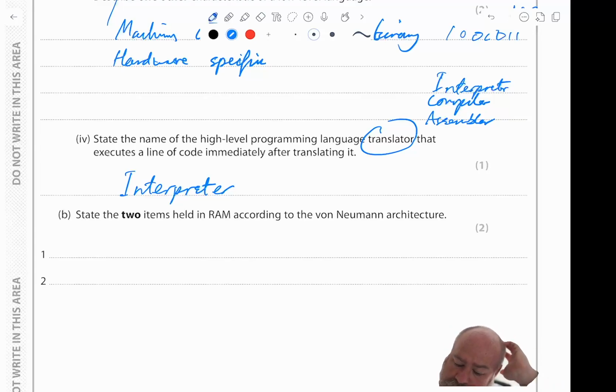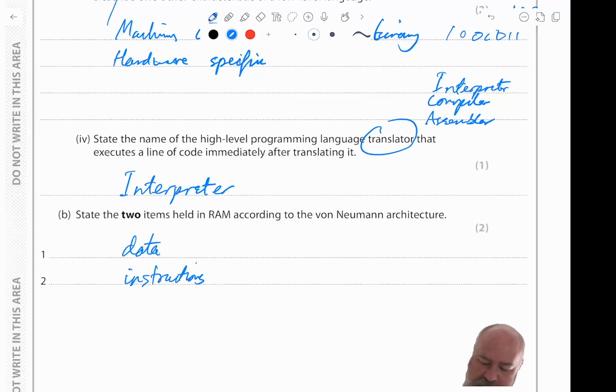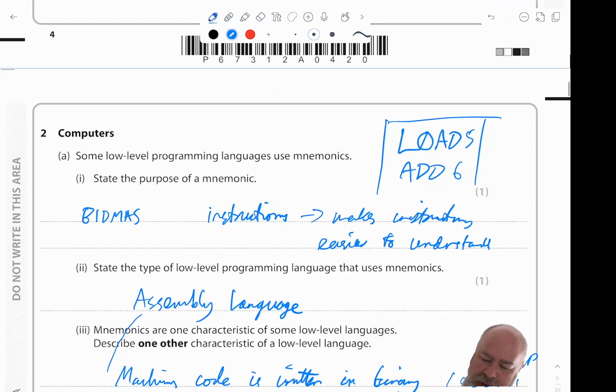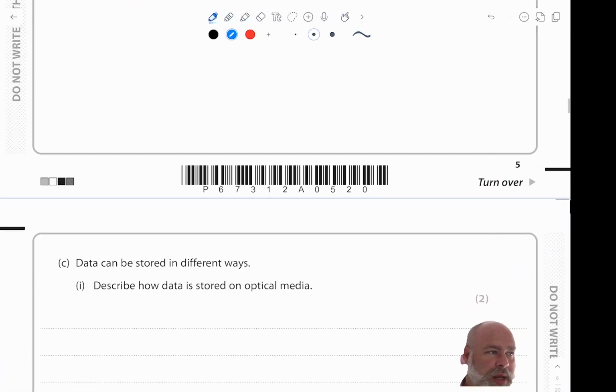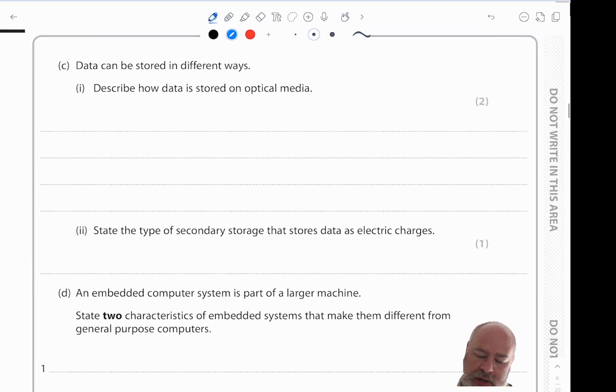State the two items held in RAM. So data or instructions, we just saw that earlier. I think if we fetch, decode, execute. If we've got data, we might have just like a 5 here. Or an 8, let's say that's an 8, and that's location 5, something like that. So it could be data or instructions. Now let's carry on.